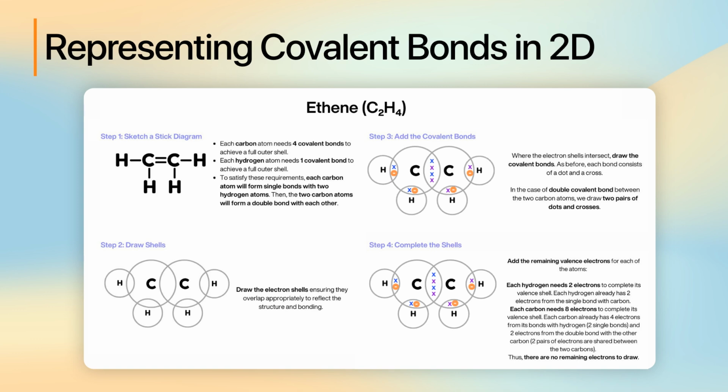Let us once again verify that each atom has a complete valence shell. Counting the electrons, we can clearly see that each hydrogen has 2 electrons, while each carbon has 8 electrons. This matches our expectations.